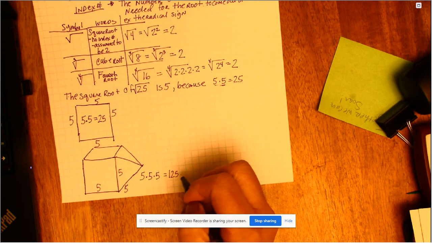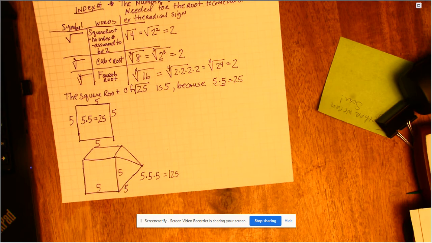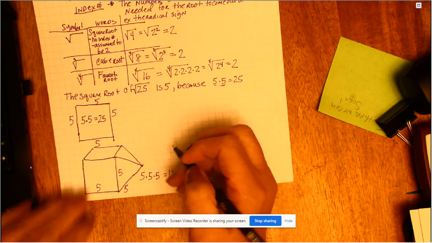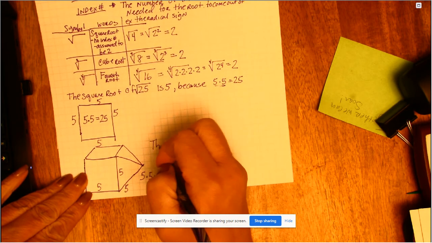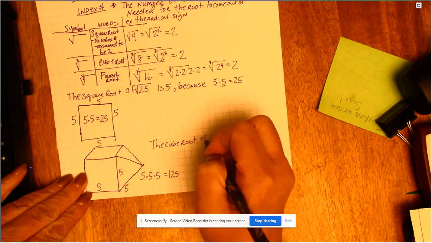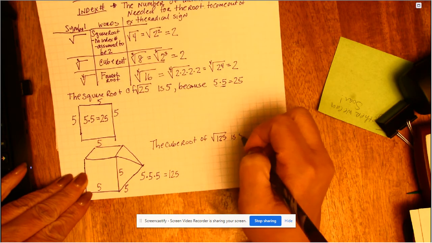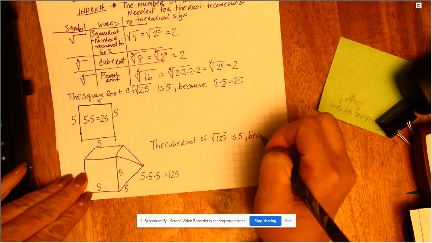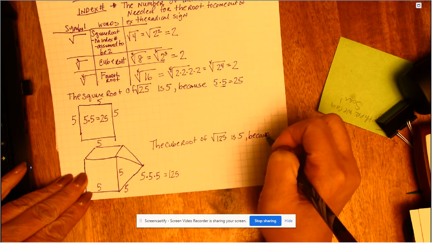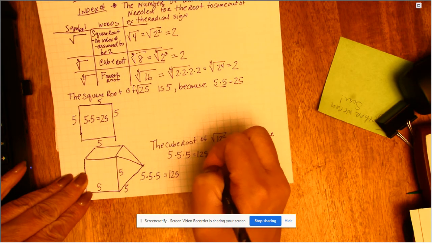That's how we find volume, right? And for volume, the units of measurement would always be cubic units. So that's where we get the cube root, which means 3. And in this case, we know that the cube root of 125 is 5 because 5 times 5 times 5 equals 125.